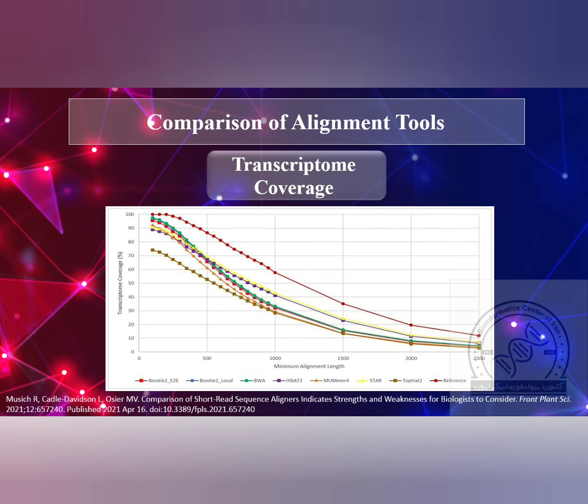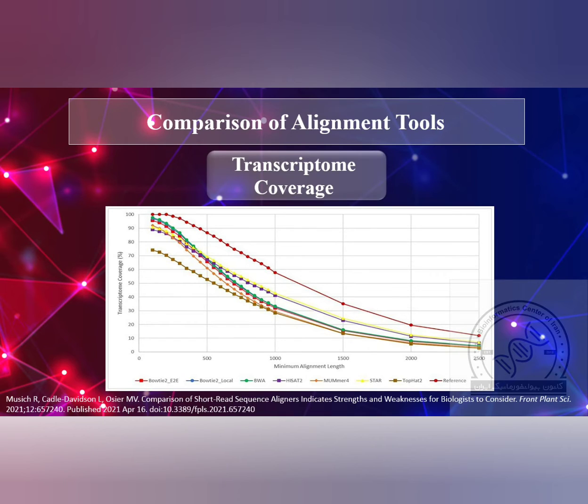A short review shows us that STAR and HiSat2 work better than the other tools, and have a bit better transcriptome coverage, but still it's not good, because the transcriptome coverage shows about 10% and the other tools show like 5%. But let's take a look at the shortest length, like shorter than 500 nucleotides. We can see that we have more than 70% of transcriptome coverage, and they are still similar. I mean, all alignment tools show similar performance for transcriptome coverage when the minimum alignment length is shorter than 500.